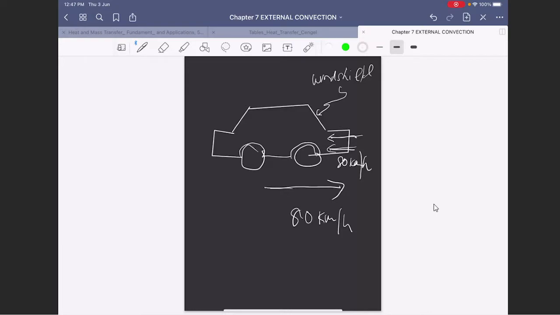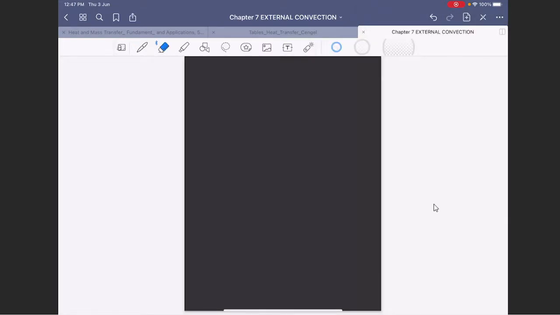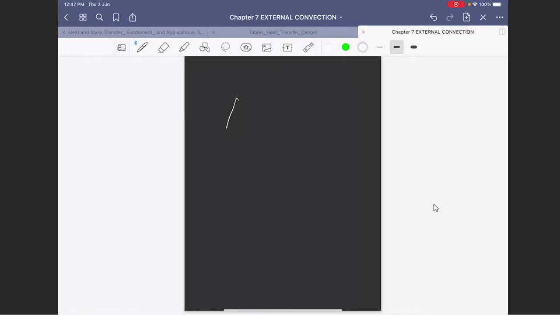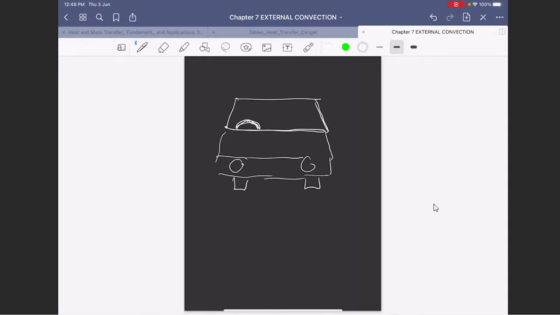Okay, so now let me draw another. Katalah if you look at the windshield from this angle, how does it look like? So maybe it looks like this, right? You look at the front view. Where is the driver? Okay, this is the driver if you look from the front view. This is the car's engine, and then this is the tire. So this is your windshield.